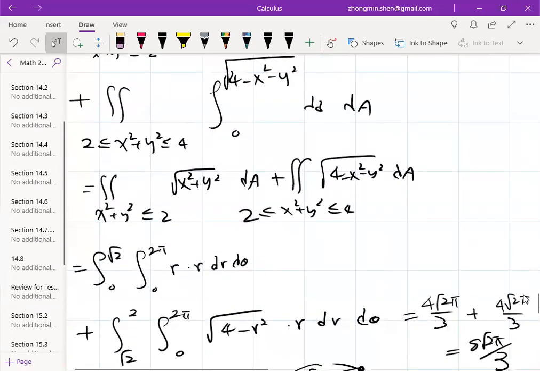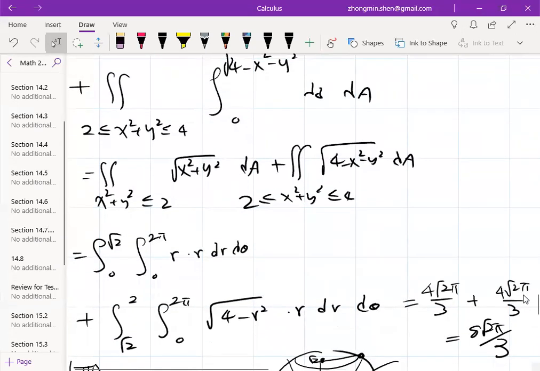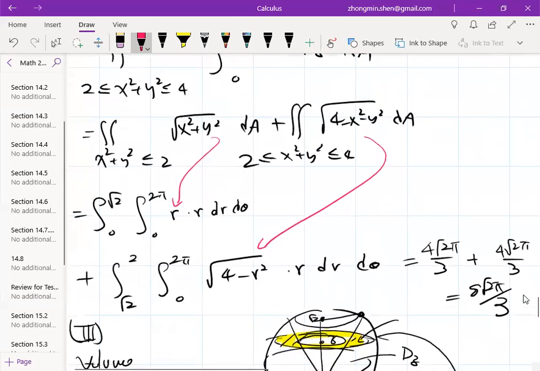The second one is a little bit tricky. The second one is r between square root 2 and 2. The rest of it is the same. Just change the function to the square root of 4 minus r squared. You change this function to here, this function to here. Okay, and then you evaluate it. Then I find out it's going to be 8 square root 2 pi over 3. It's the same, exactly the same answer. Doesn't matter which way you go.